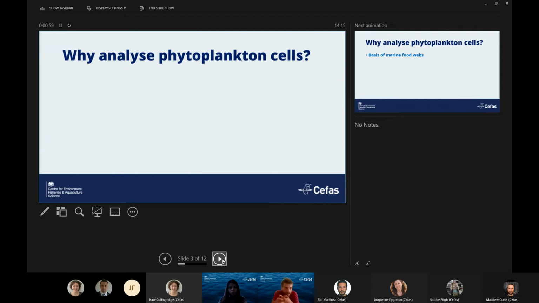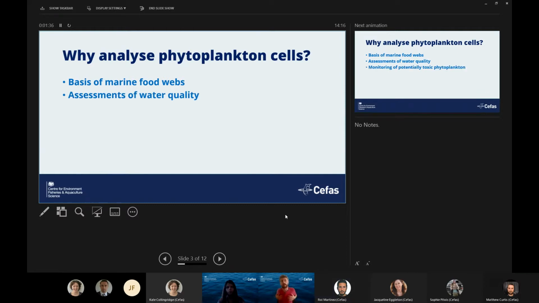So why do we analyse phytoplankton cells? There's a number of good reasons. As a lot of you may know, they are fundamental to pretty much every marine ecosystem on Earth. You'll hear a lot of talks about the amount of oxygen they produce being comparable to rainforests and so on. And if you're looking at fisheries, the phytoplankton provide food for the zooplankton, which provide food for the small fish, which provide food for the big fish, and so on. So they really are fundamental to pretty much anything that's going on with marine life.